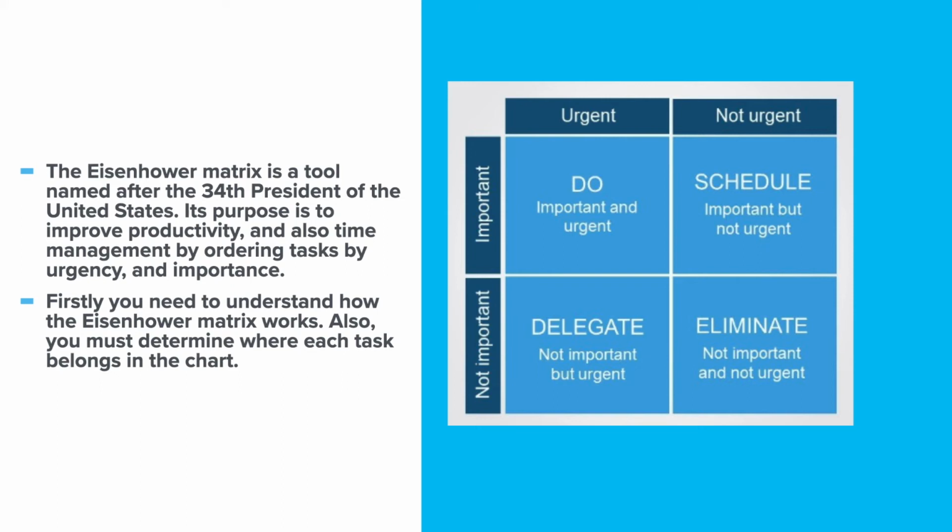The Eisenhower Matrix is a tool named after the 34th President of the United States. Its purpose is to improve productivity and also time management by ordering tasks by urgency and importance. Firstly, you need to understand how the Eisenhower Matrix works. Also, you must determine where each task belongs in the chart.